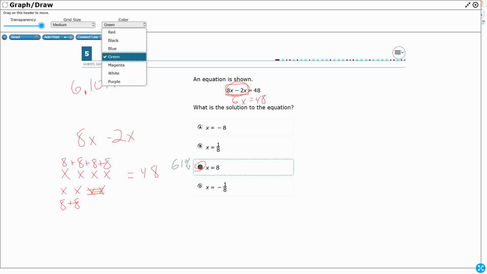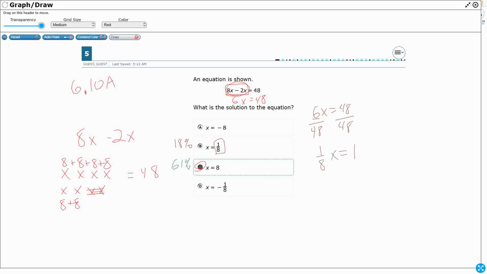We had 18% of our students choose B. And you can tell that they understood this was 6x and 48, but they just ended up getting the reciprocal, right? They divided both sides by 48 here. They just kind of said, well, I think we need to divide both sides by 48. That would have gotten 1/8 x equals 1. And then that might have confused them, so they just kind of moved the x over there. There's a way to get that, but it doesn't make a lot of sense.